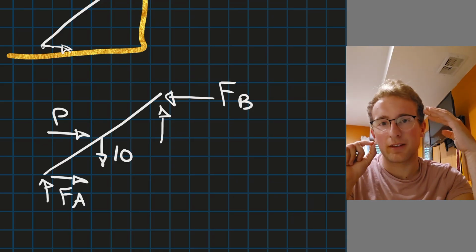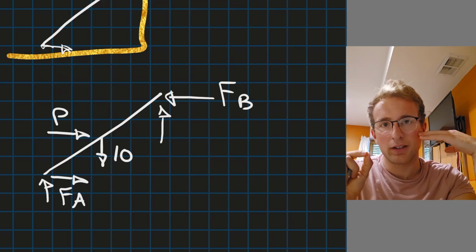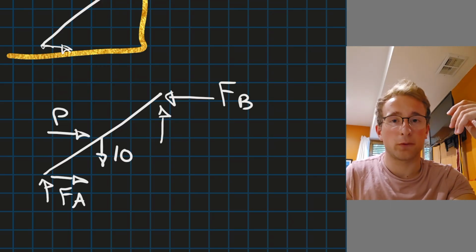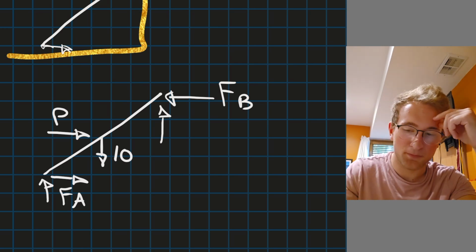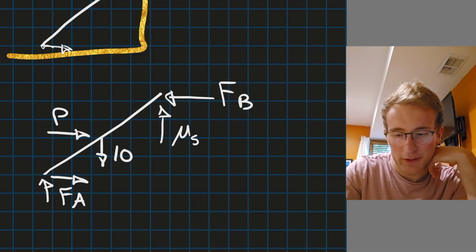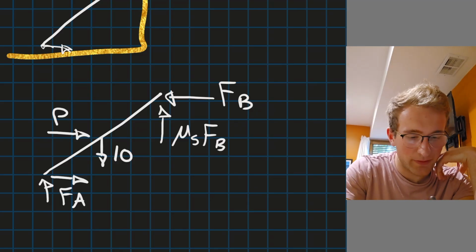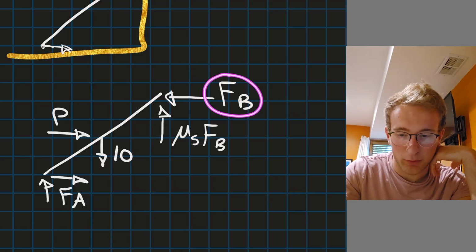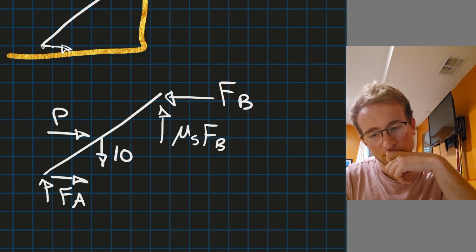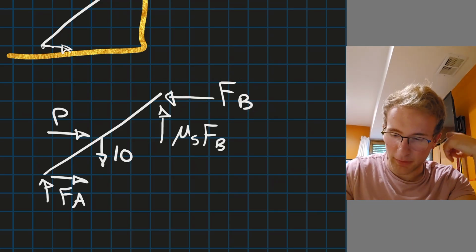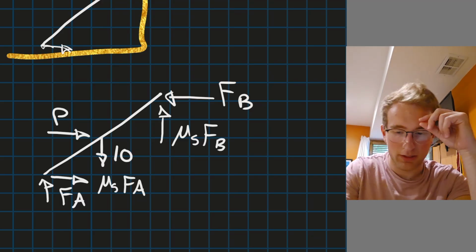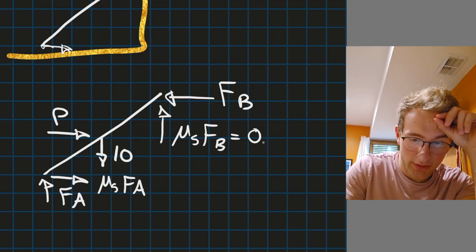So because we're looking for the minimum value of P, we know that there will be the maximum value of friction at that minimum P. So the maximum static friction is the coefficient of static friction times the normal force, in this case FB, because it's normal to the wall that is causing that friction. Similar for this frictional force, the coefficient of static friction times FA. We are given the static friction coefficient.